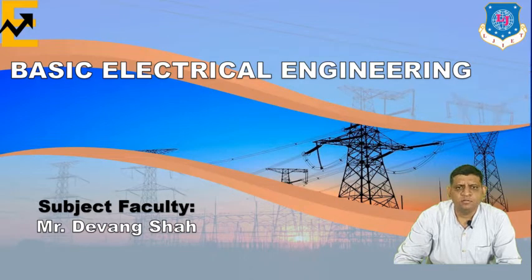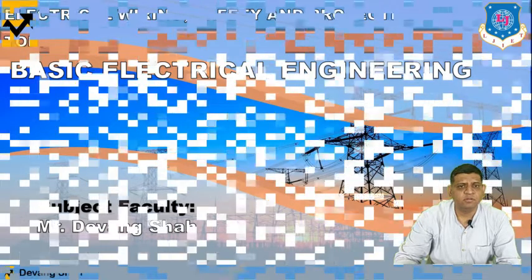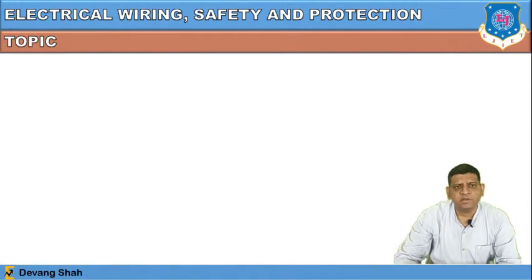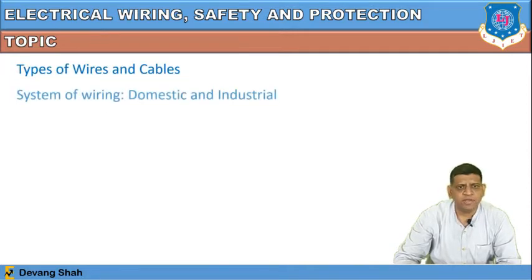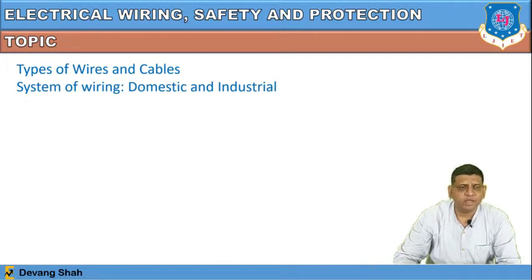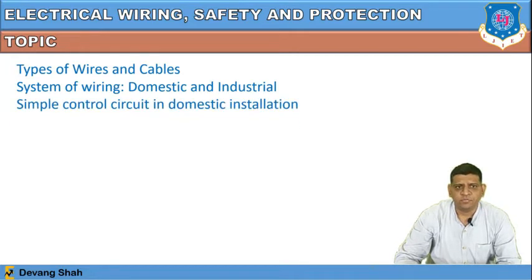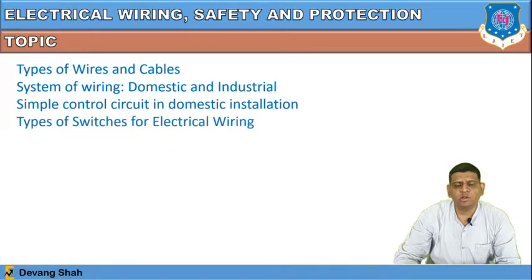So today we are going to discuss a topic related to wires and cables. As such, we have been discussing the subject called basic electrical engineering. If we start with some of the topics related to electrical wiring, safety and protections, we are going to discuss the types of wires and cables, then the system of wiring, where we are going to discuss domestic and industrial wiring, then simple control circuit in domestic installation, and types of switches for electrical wiring.